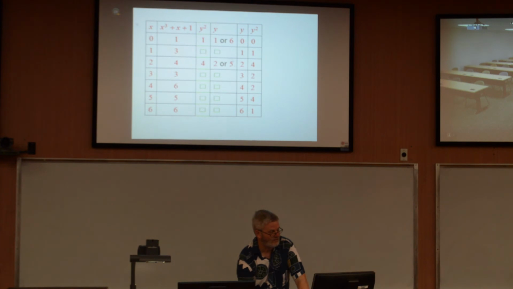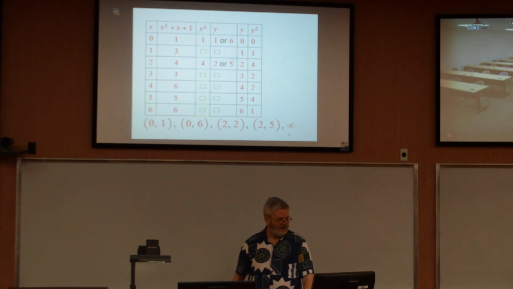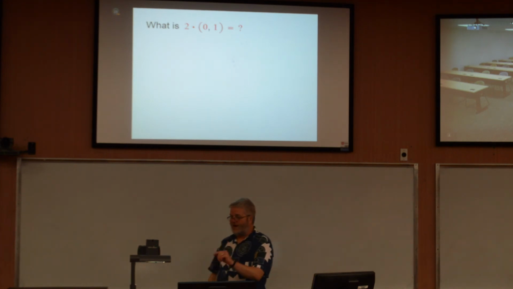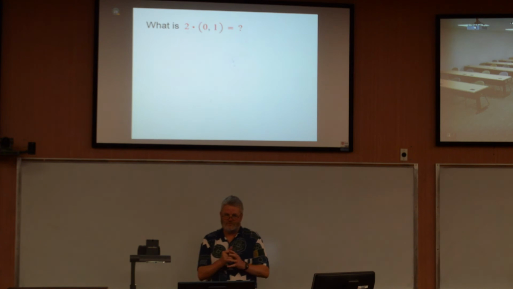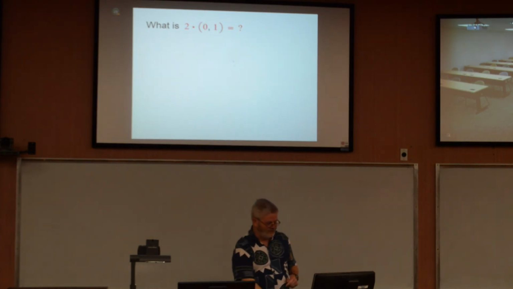And over here we don't get any 2s. So the points we get using x and y values would be (0, 1), (0, 6), (2, 2), and (2, 5). So we just get 4 points plus the point at infinity. And, okay, so how would you add? Here we can't draw it, though. We can only draw over the field of real numbers, but we still use the same method.